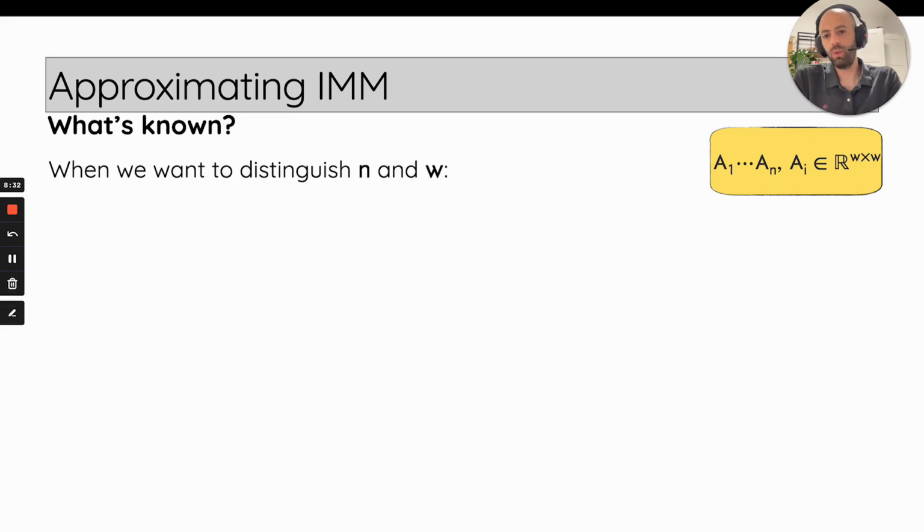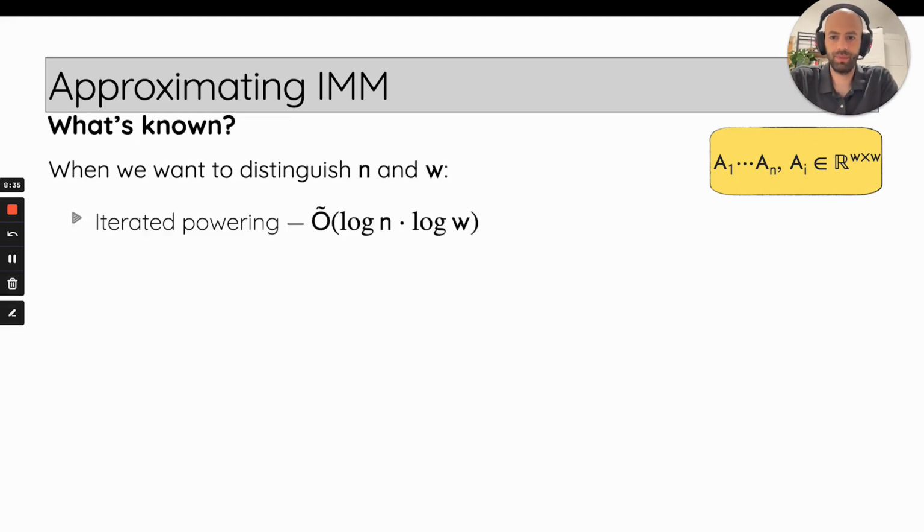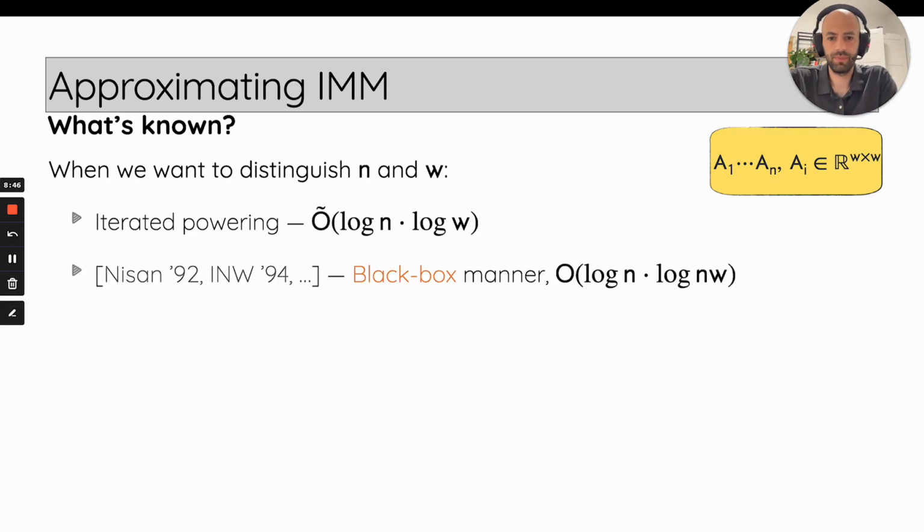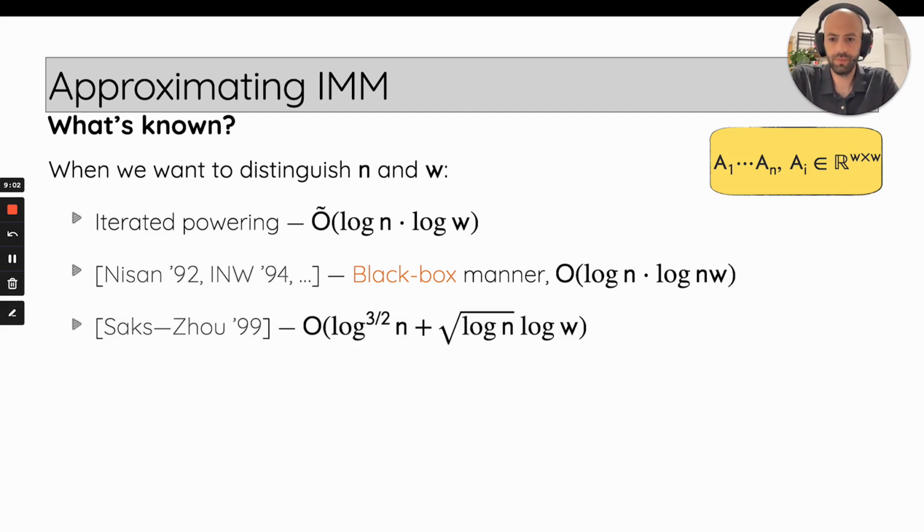And what do we know when we want to distinguish n and w? So we can do iterated powering and truncation and get roughly log n times log w. We can use Nissan's generator or the INW generator by Impagliazzo, Nissan, and Wigderson to do it even in a black box manner in space of log n times log n w. Saks-Zhou's result gave us log n to the 1/2 plus square root n times log w.